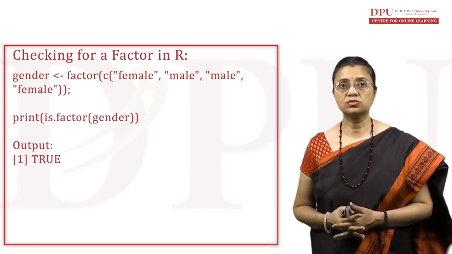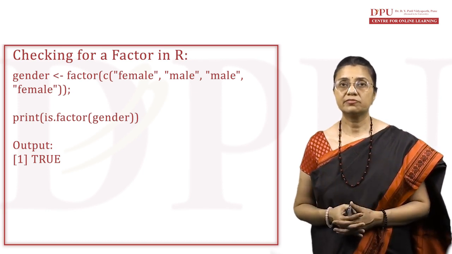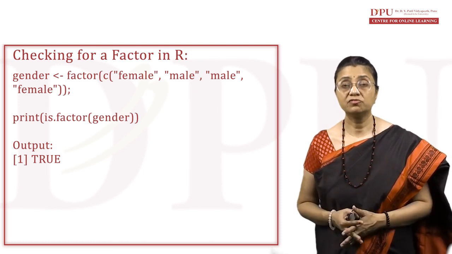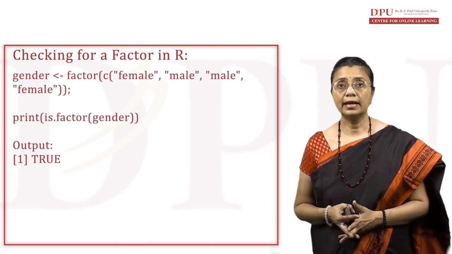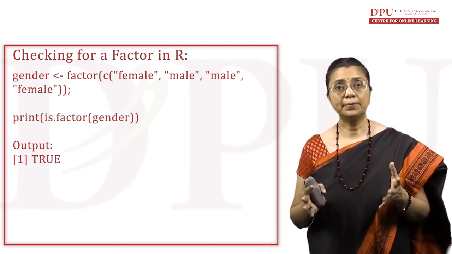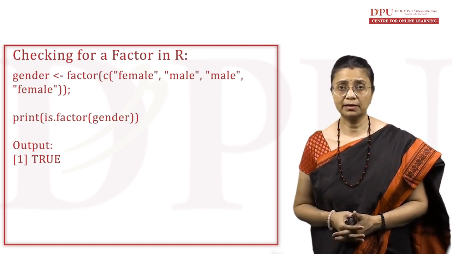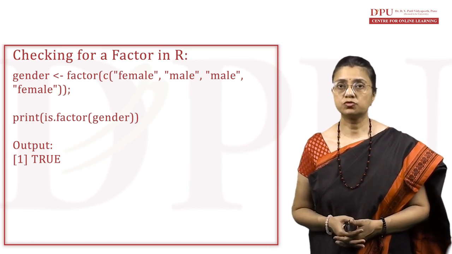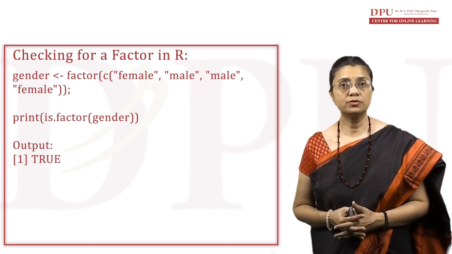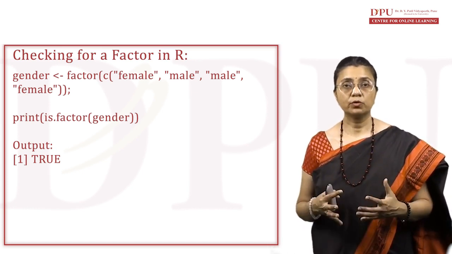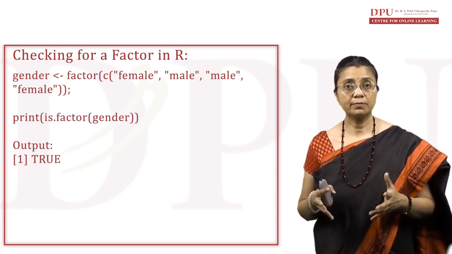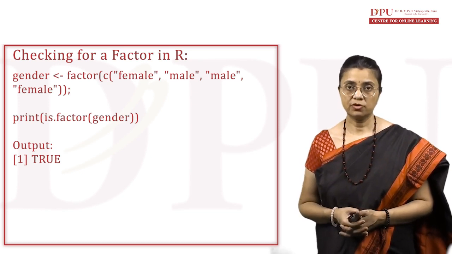If I want to check whether a particular variable is a factor, I will just write is.factor, which is my is.factor function, and I pass the parameter which is a factor parameter. If it is a factor parameter, it will become true. So this is how I can do a little bit of programming on my data, where I can find out whether a particular value is distinct or not.